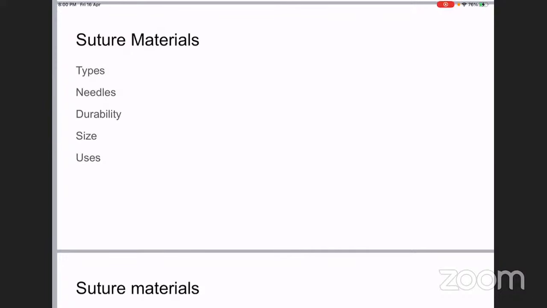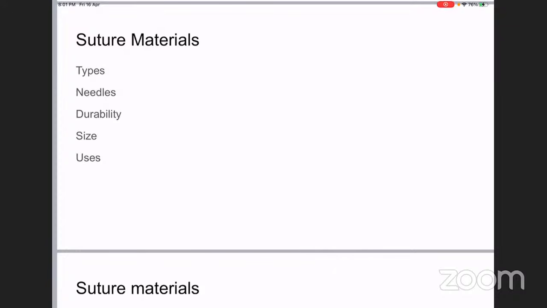There are a few non-absorbable suture materials. The classic example is polypropylene. Polypropylene is a monofilament, synthetic, non-absorbable suture material. One other example is polyamide. Another example is nylon. All these sutures do not get absorbed inside the body.